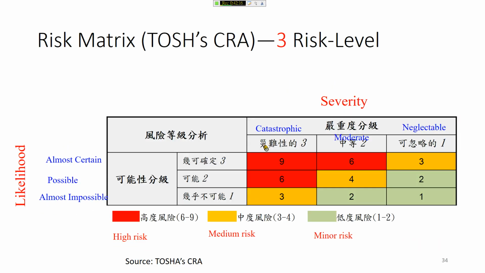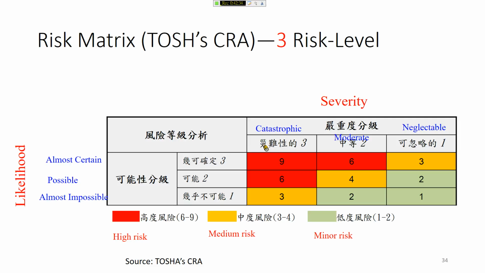Usually we use 3-level risk. For medium and high risk, you have to take action on mitigation of the risk, but you can ignore the low risk part.